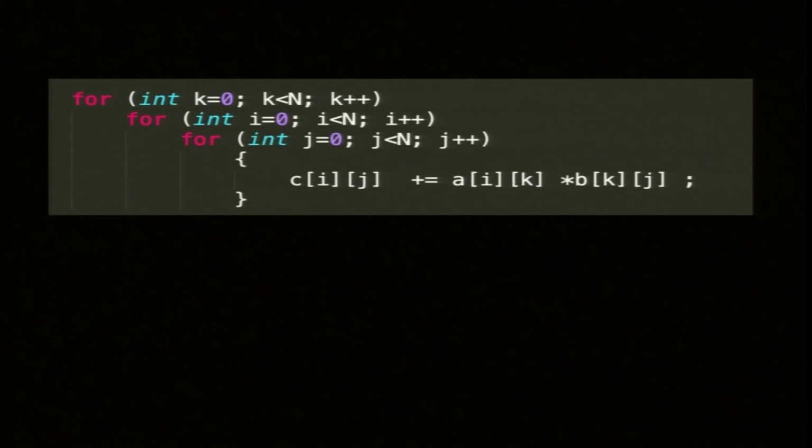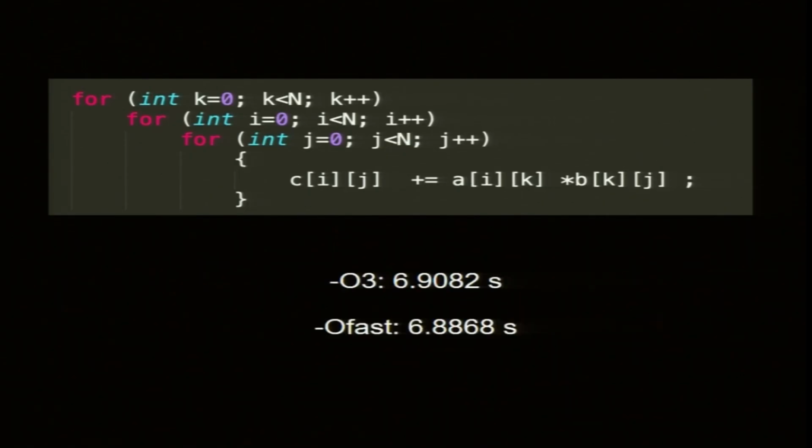Now, let us change this loop further to k i j, and k i j timings are 6.9 and 6.88. So, first one is bad with O3, and normally people use O3, but it is going to give you some interesting insights. But O fast does some clever thing, and it gives you reasonably same timings. So, let us see what happens inside. So, i j k, i k j and k i j.